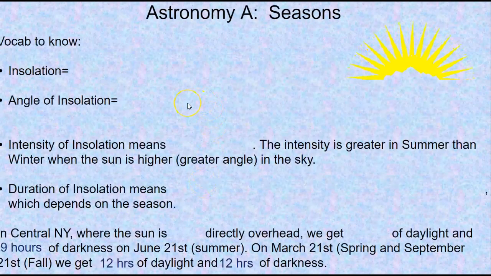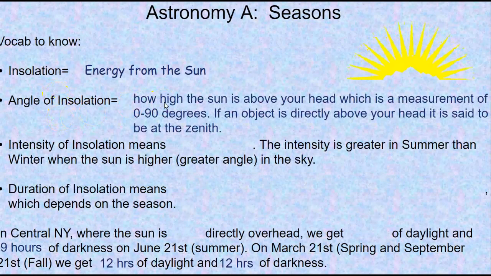All right. So we're going to go back over some vocab. Insolation, not like the stuff you put in the walls. This is energy from the sun. We learned that last unit. We're using it again. And we're going to look at the angle of insolation. That is how high the sun is above your head, which is a measurement of 0 to 90 degrees. If an object is directly above your head, it is known to be the zenith. Zenith is another vocab word that you need to know. If something is directly over your head, it is the zenith.